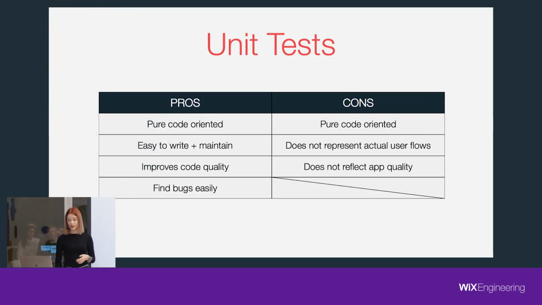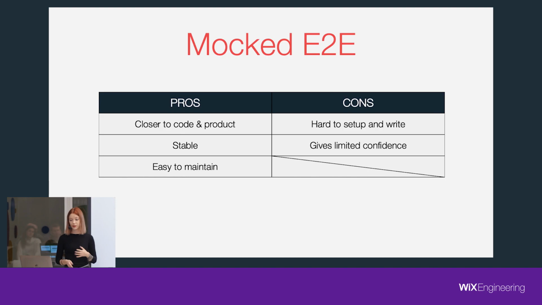So a bit more about unit tests. Because they are pure code oriented, they are easier to write and maintain, and it naturally improves code quality because developers are testing their code before releasing it to QAs or to the users. And because of that, it's easy to find non-complex bugs. But there's also a disadvantage in that it's pure code oriented, because it doesn't really represent actual user flows and it doesn't reflect app quality.